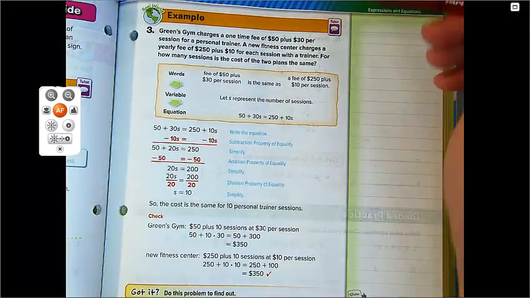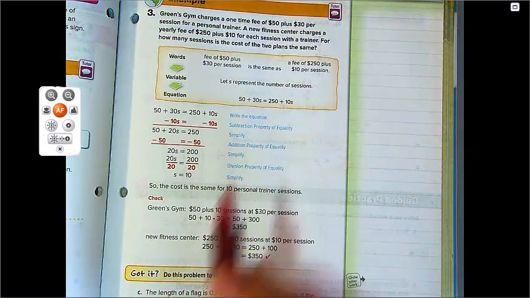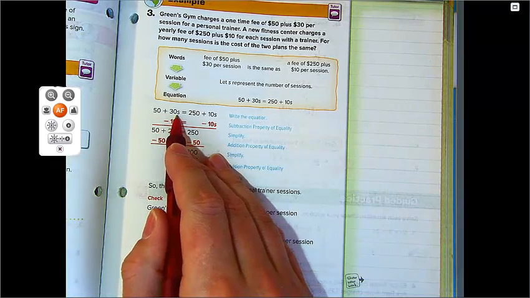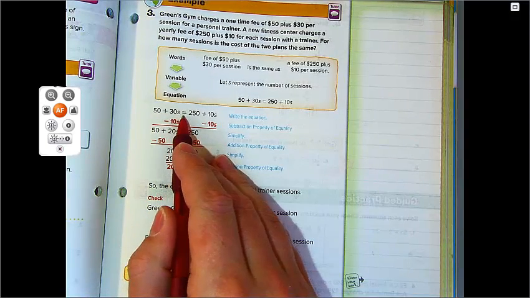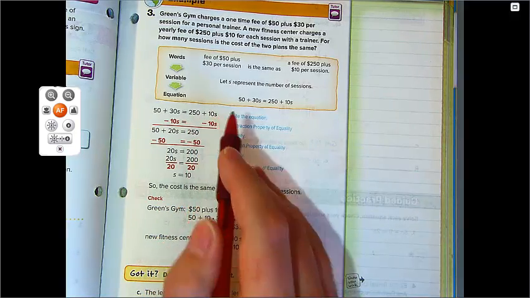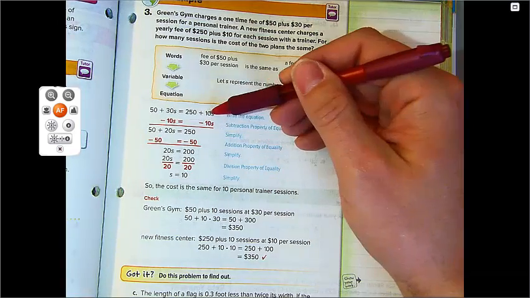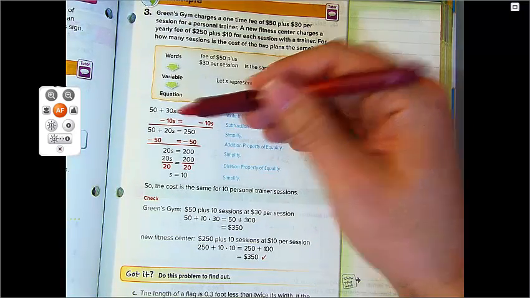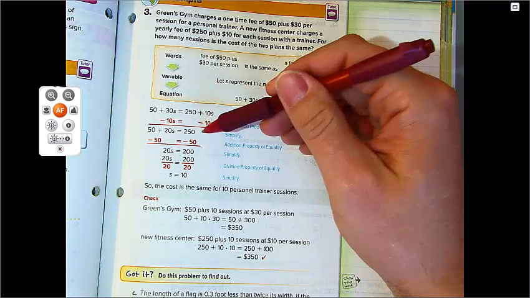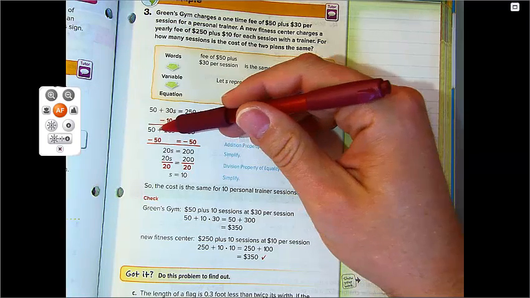Okay, so this one kind of works it out basically for us, where it says 50 plus 30S, for sessions, equals $250 plus 10S once again for sessions. So if we work that one out, we just take the less to the more, subtract 10S from each side. We're left with 20S. No S's over here because they got rid of them. We're left with 250 equals the 50 plus 20S.